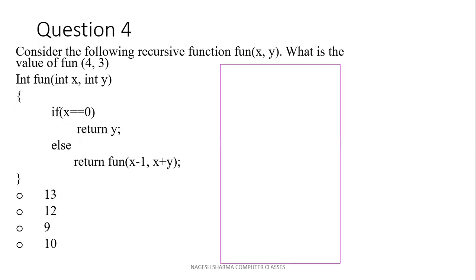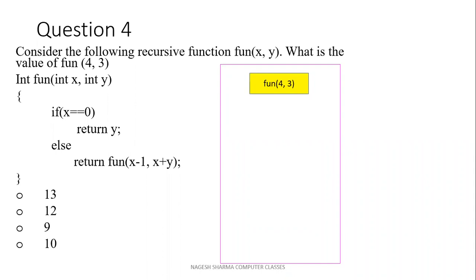So next question is question number 4. What is the output that this function will return? So consider the following recursive function fun(x, y). What is the value of fun(4, 3)? So that is a recursive function, and out of these 4 options, you have to choose one. So let's start. The first call will be for fun(4, 3). So it is fun(4, 3).